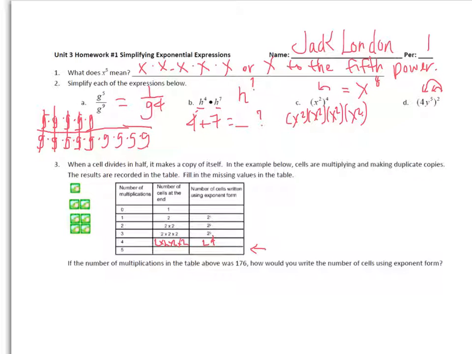The second part of 3 says, if the number of multiplications in the table above was 176, how would you write the number of cells using exponent form? So if 4 multiplications is 2 to the fourth, what is 176 multiplications? 2 to the what? I think you know that answer. I'll let you write it in. Let's go on to our next page.